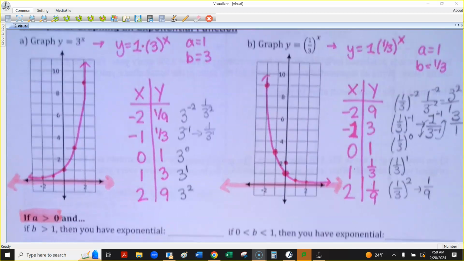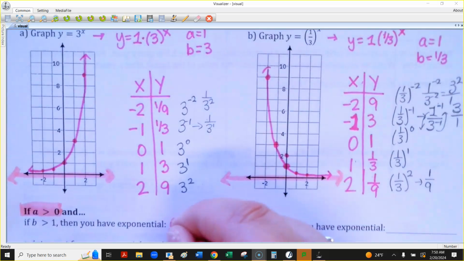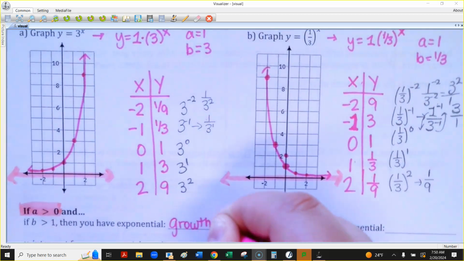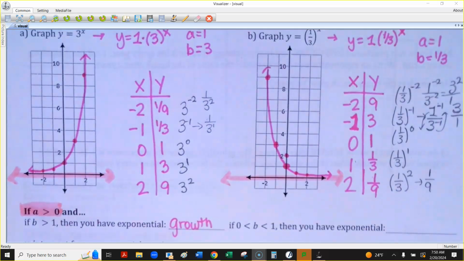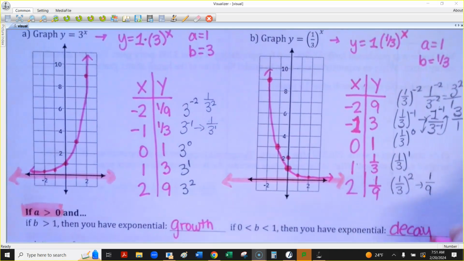Then if your b value is bigger than 1, you have this first graph, which is going to be exponential growth. All right, the second graph we did, the b value is between 0 and 1, so like 1/2, 1/3, in our example, like 0.25, something like that. If you have that, that's going to create a graph of what we call exponential decay.